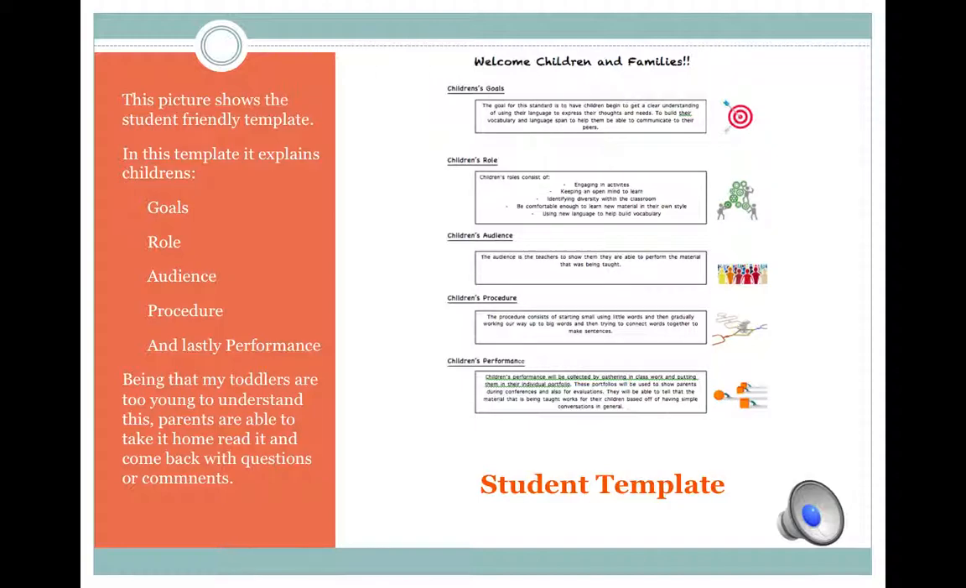The audience is the teachers, to show them they are able to perform the material that was being taught. The procedure consists of starting small, using little words, and then gradually working our way up to big words, then trying to connect words together to make sentences. Children's performance will be collected by gathering in-class work and putting it in their individual portfolio.